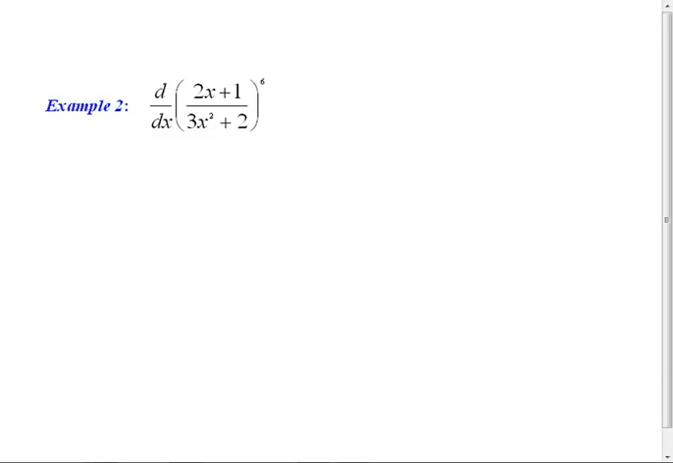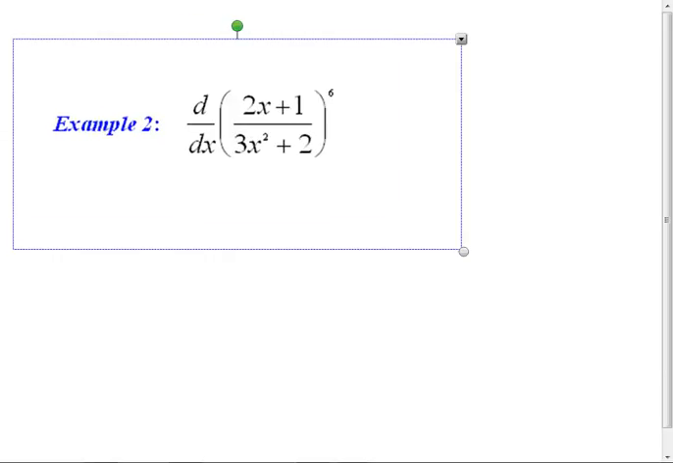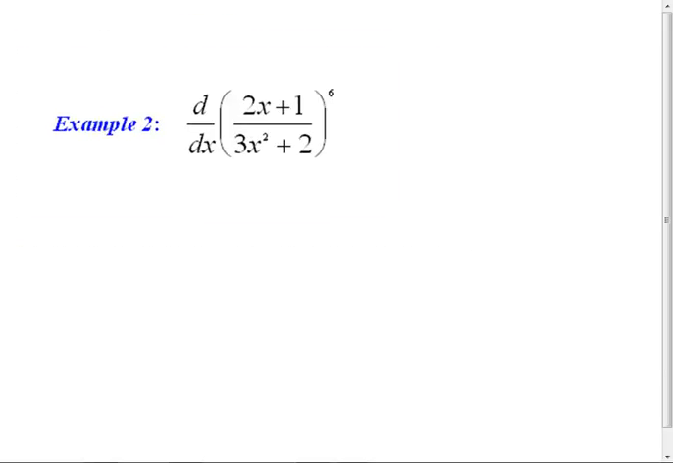Oh, this looks painful, doesn't it? Does it look painful? Because what do I have? On the outside, I have the power. On the inside, I have the function, and I have to use the quotient rule. Okay, so you ready? So first, I do the outside. Just ignore what's in there. It doesn't change what's in there. Because what I'm doing is taking the derivative of the 6th power with respect to all of that stuff that's in there.